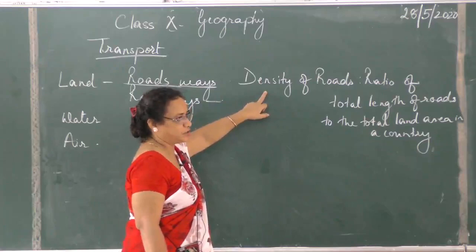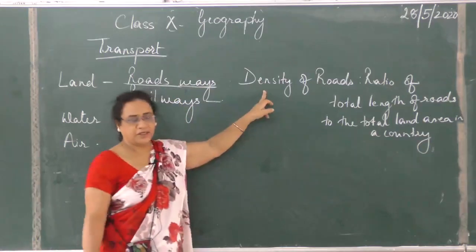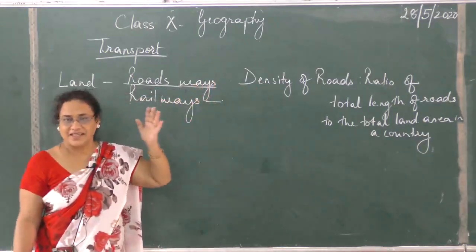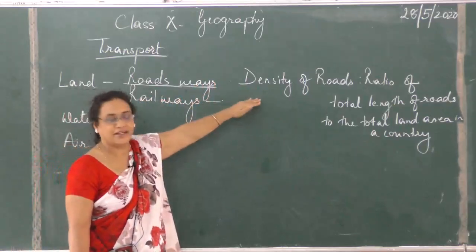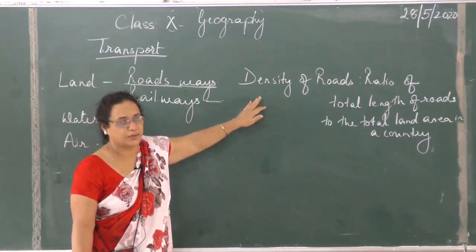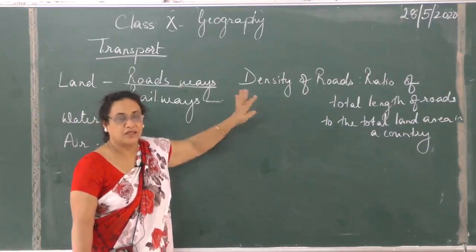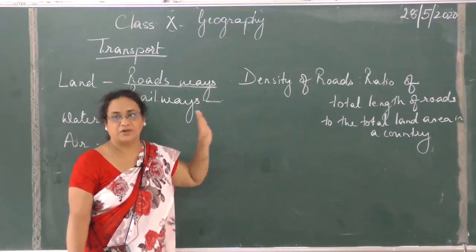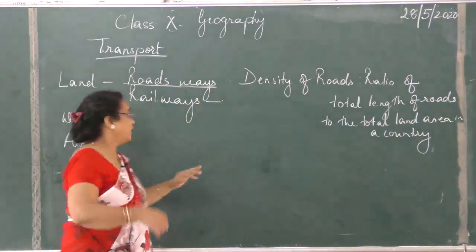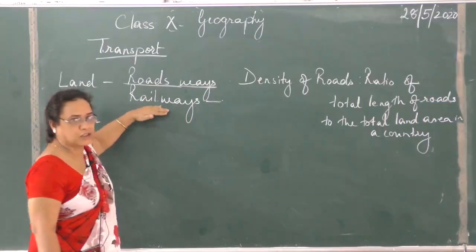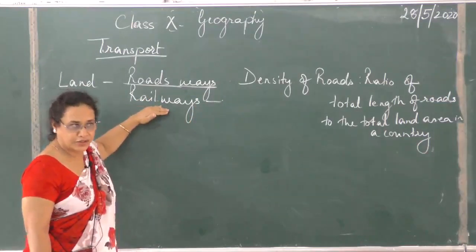Please note the definition. And for your general knowledge, let me tell you, India has the second highest density of roads in the world. That means a really large number of roads. Okay, now we come to the second means of transport on land, and that is railways.